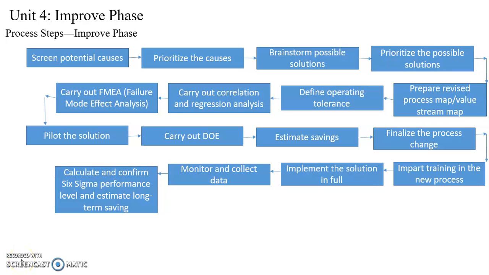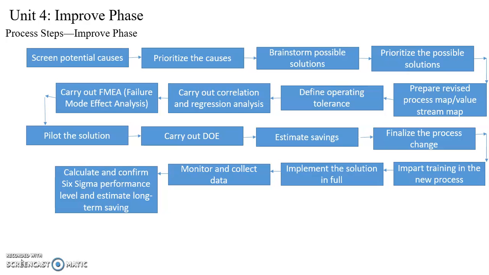Good morning everyone. In this video, we'll discuss the improvement phase in DMAIC methodology. This improve phase is the most important phase in Six Sigma improvement effort. During this phase, various solutions are tried out to reduce or eliminate the variations in the process and achieve the Six Sigma goals. There are several steps in this improve phase.